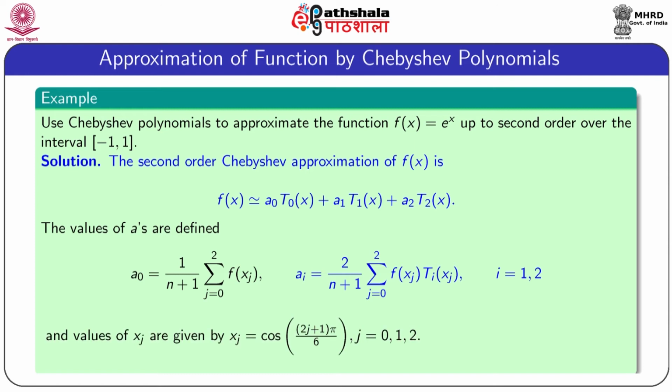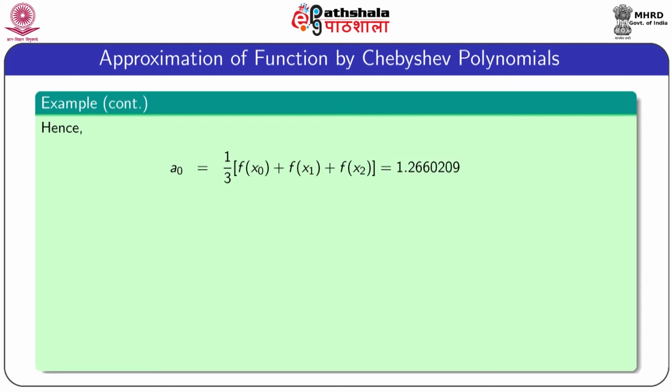and the values of xj are given by xj equal to cos of (2j plus 1) pi by 6, where j equal to 0, 1 and 2. That is, x0 equal to 0.8660254, x1 is 0 and x2 equal to minus 0.8660254. Therefore, a0 equal to 1/3 of f(x0) plus f(x1) plus f(x2), which is equal to 1.2660209 after substituting the values of f(x0), f(x1) and f(x2).